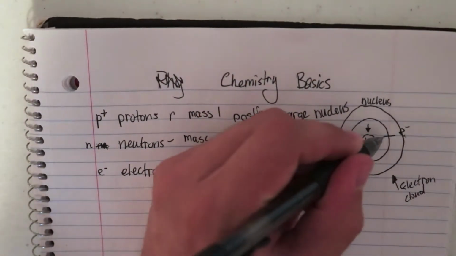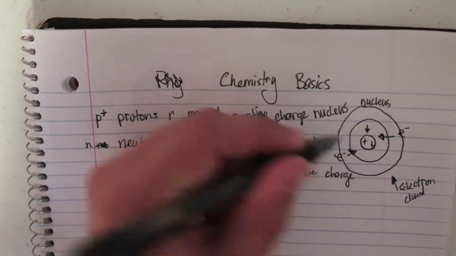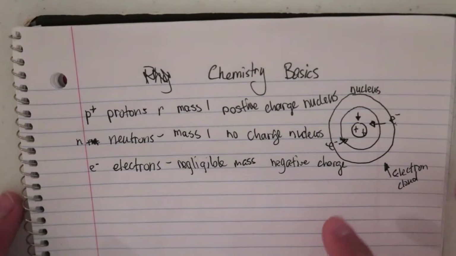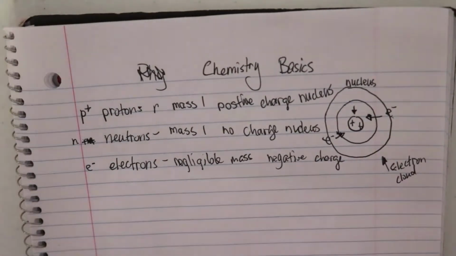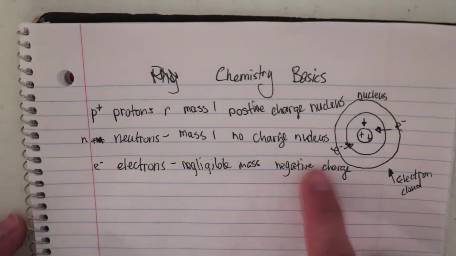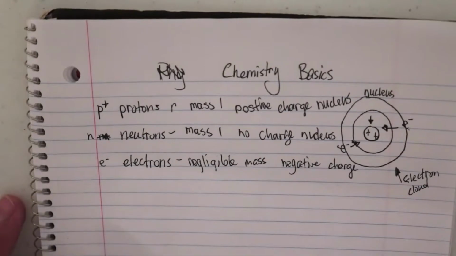So because opposites attract, the electrons are pulled in towards the protons. But they're also flying around very quickly, and so they don't ever get pulled entirely to the center. And they also repel each other, and it's this interaction between charges that forms bonds and things like that. So the charges are very important.